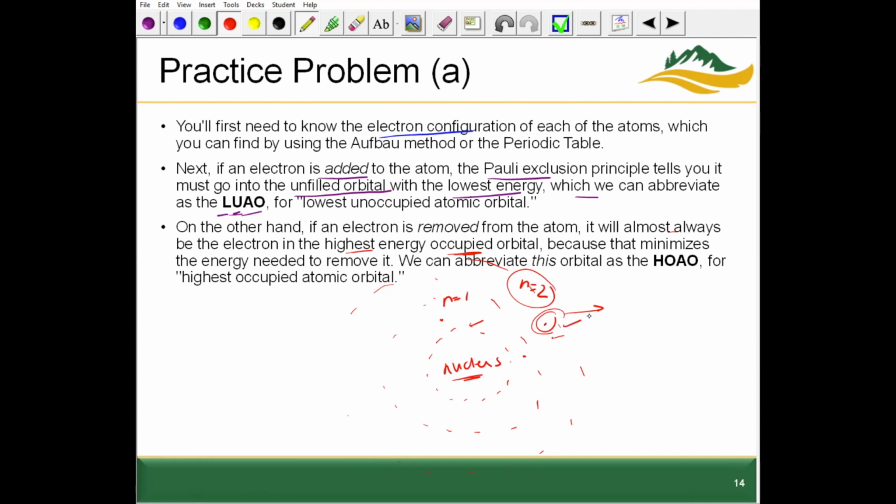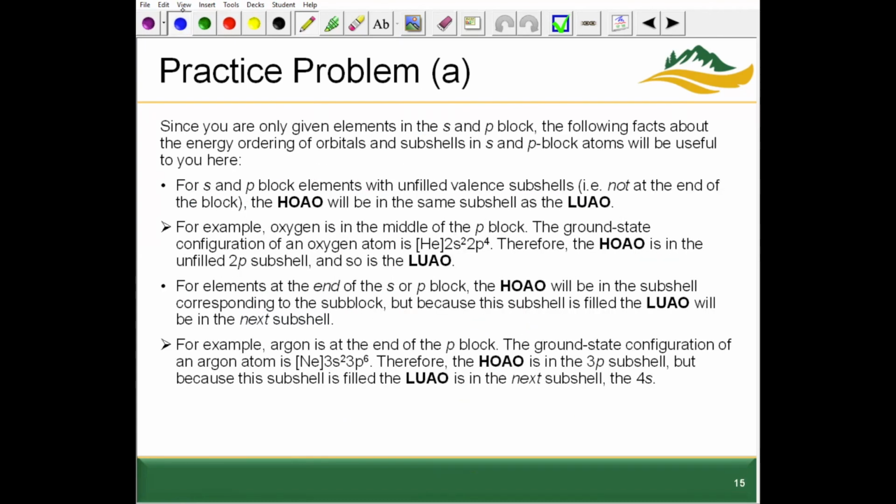So when removing an electron, it needs to be from the highest energy occupied orbital. We can abbreviate this as HOAO, or highest occupied atomic orbital. We'll practice with both of these and we'll see what we mean by LUAO and HOAO. The d block elements and the f block elements get a little trickier. Here we're only looking at s and p block elements.